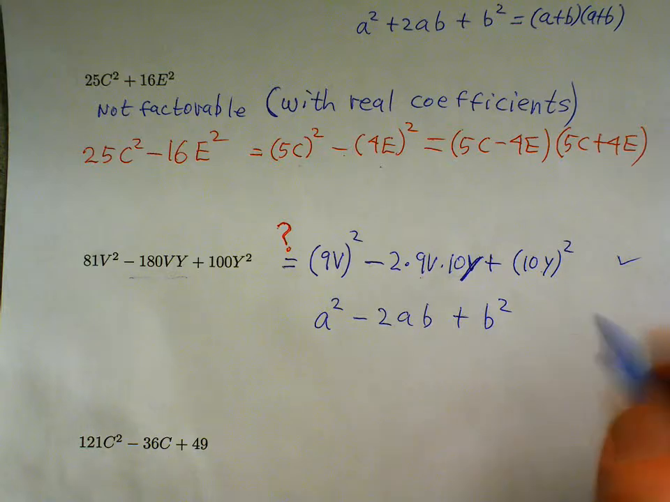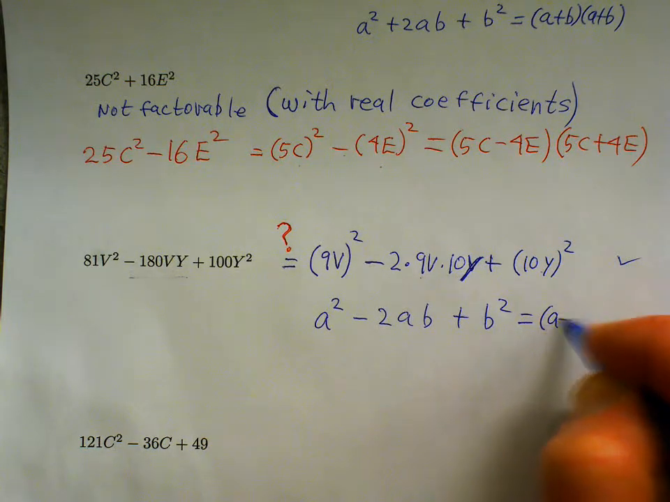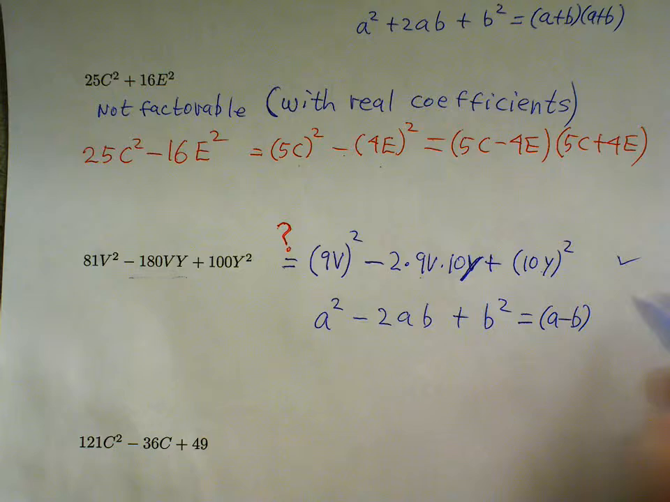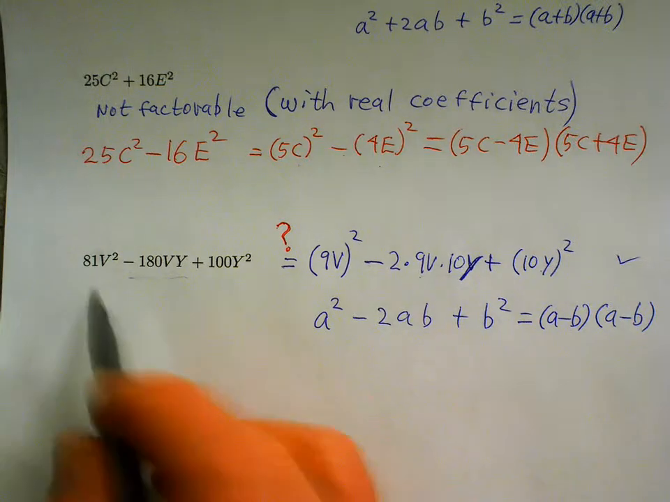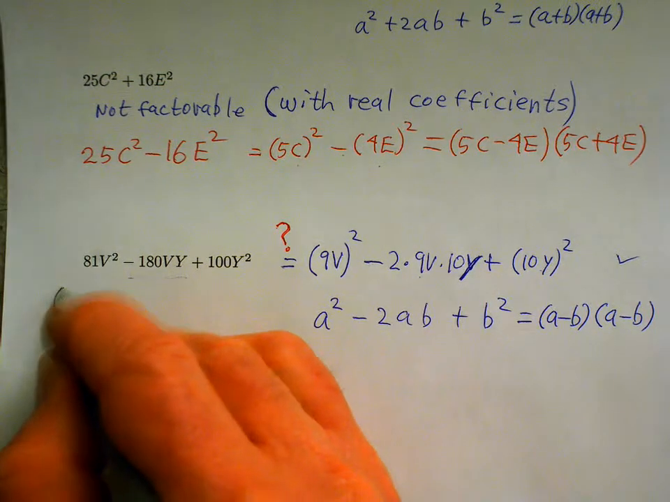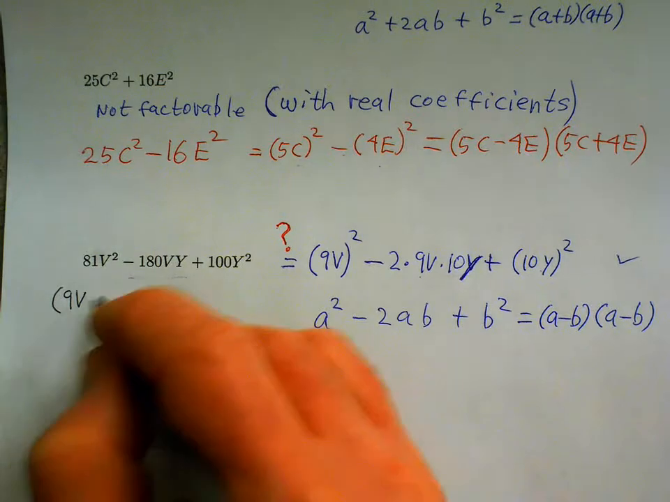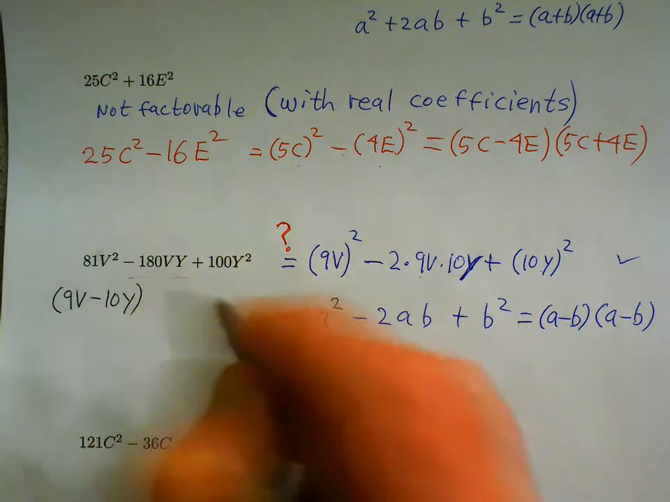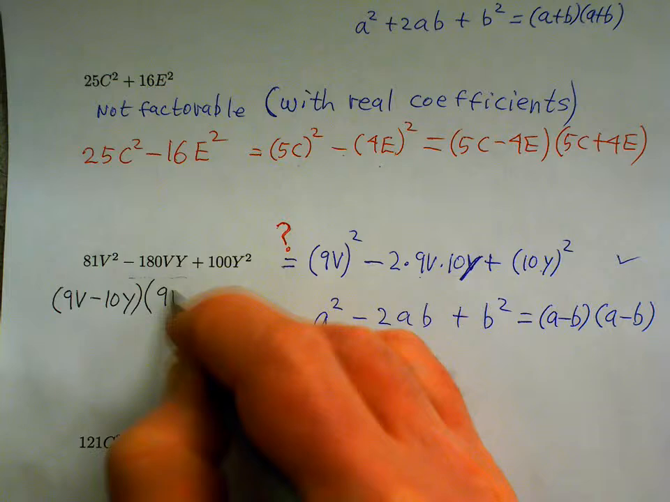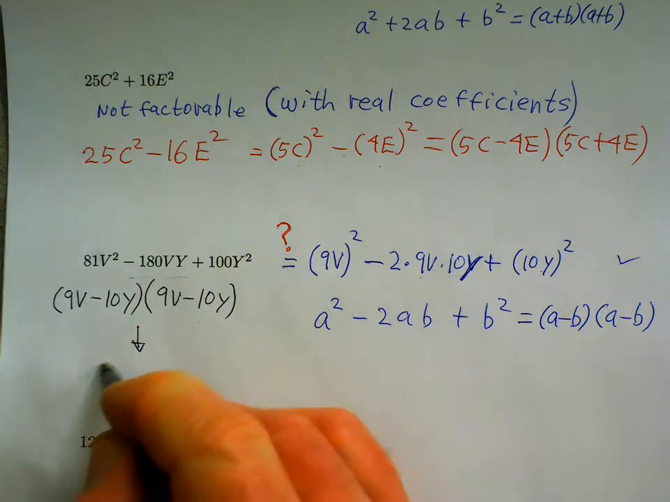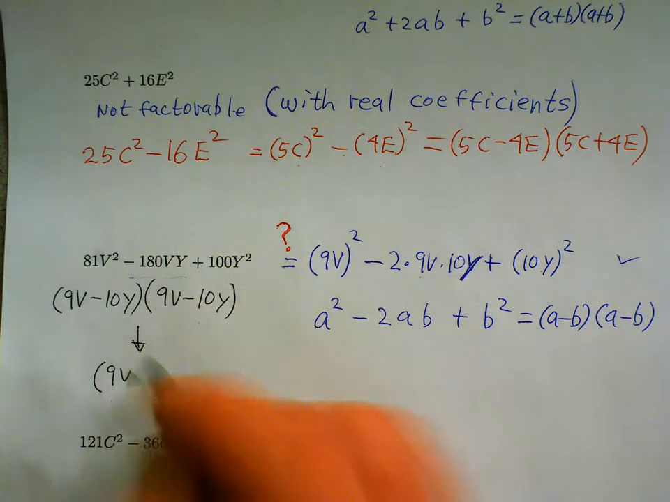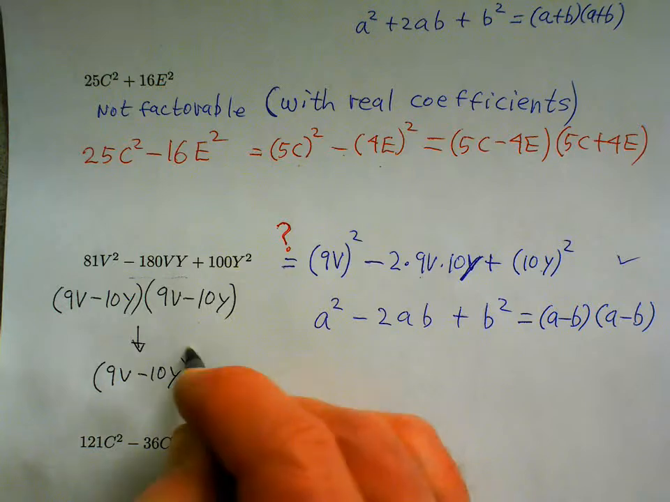This is a perfect square trinomial, so the two binomial factors have the form a minus b times a minus b. So our factors for this trinomial are 9v minus 10y times 9v minus 10y. When the binomial factors are the same, it's okay if you write 9v minus 10y squared.